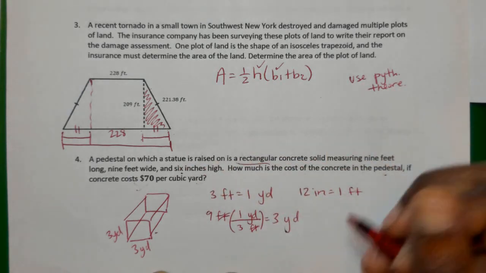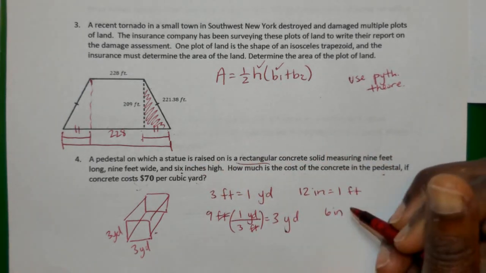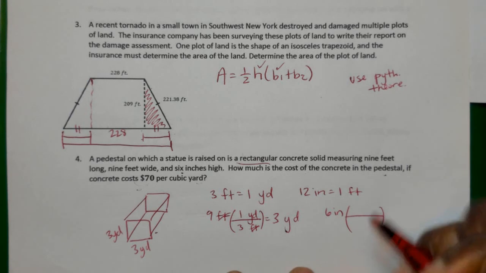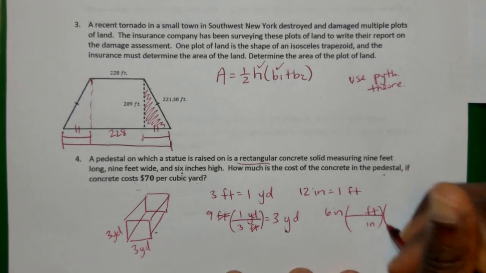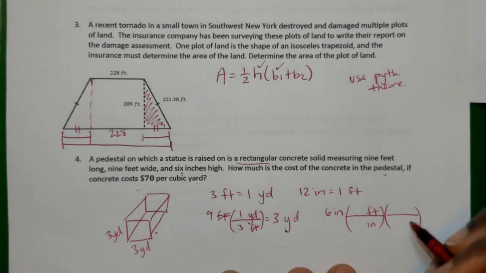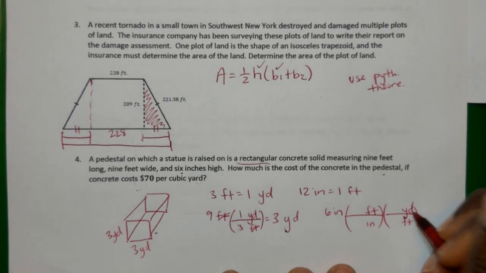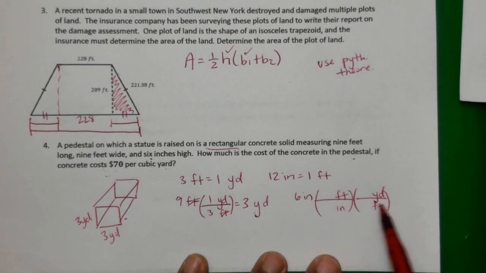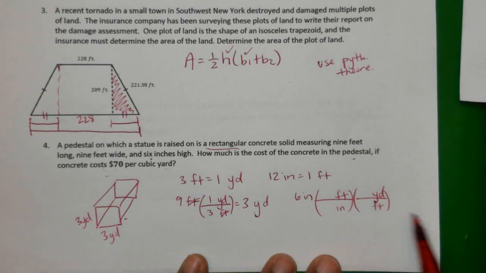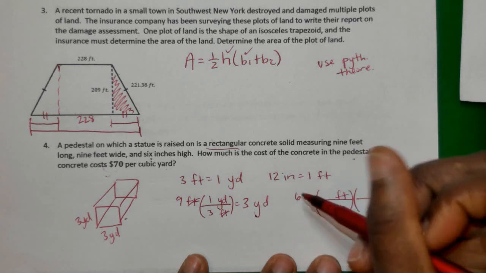And it's 6 inches high, so we start off with inches. We want to use our conversion to get from inches to feet. And then we're going to do another conversion to get from feet to yards. So in chemistry, when you do dimensional analysis, you might have multiple conversions to make in the same problem. Here we're doing that too.